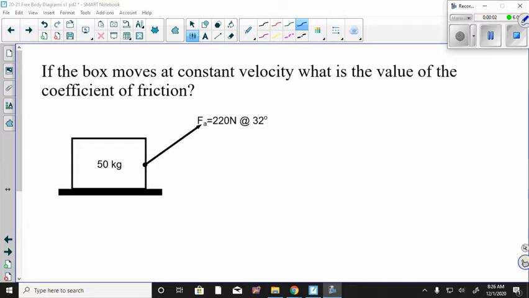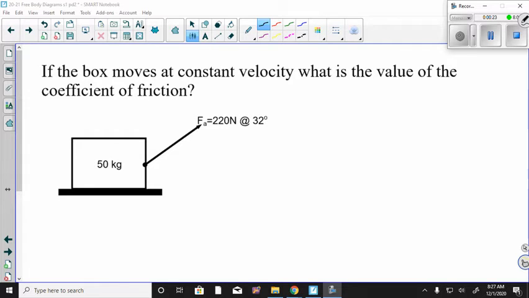All right, so I'm going to slide a box across the floor at constant velocity again, and I'm going to look for the value for the coefficient of friction. And I've got a 50 kilogram box being pulled with an applied force of 220 newtons at 32 degrees.